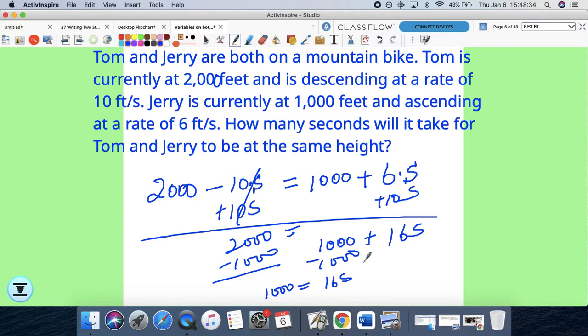And then we can divide by 16, and we get 62.5 seconds. So in about a minute and 2.5 seconds, they will meet. I'm just making sure that this is correct. Minus 10s plus 10s, 16s minus.